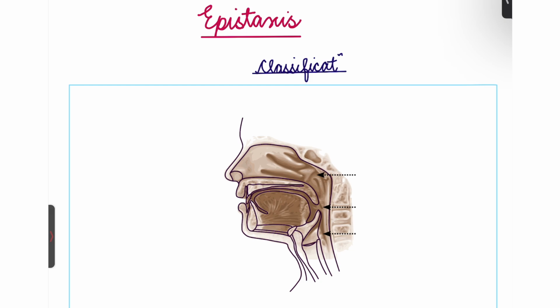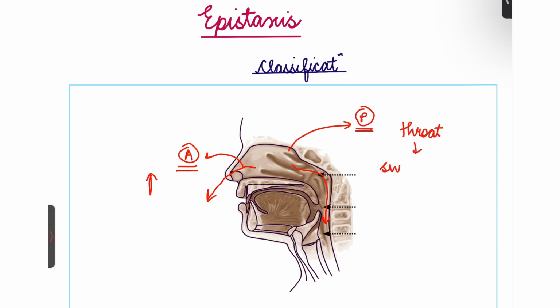For this, we read the classification. Epistaxis can be classified into anterior epistaxis and posterior epistaxis. In anterior epistaxis, if the patient is sitting upright, the blood will flow from the front of the nose, whereas in posterior epistaxis, the blood will trickle down through the back of the throat. After trickling down the throat, the blood may be swallowed by the patient.